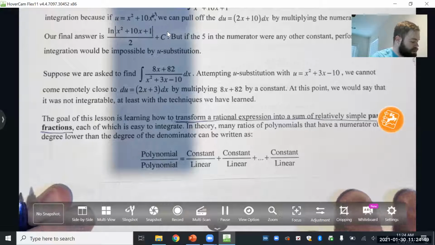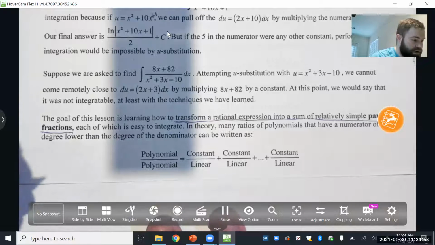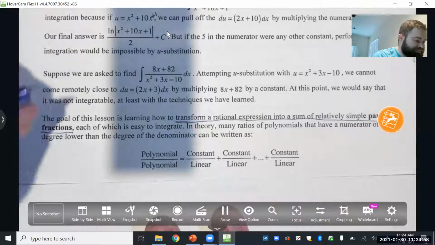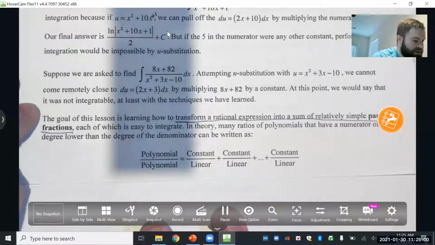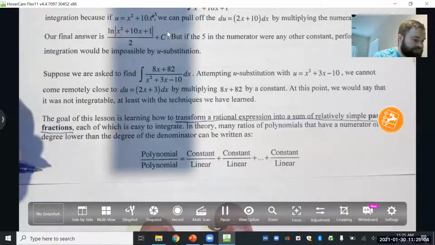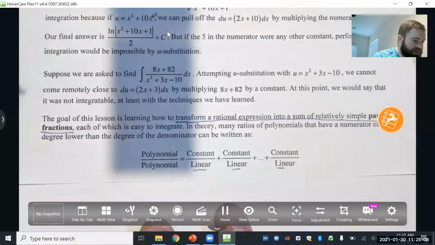Another way to write what this will end up being is, well, this process is always going to end up where we have a linear in the denominator.